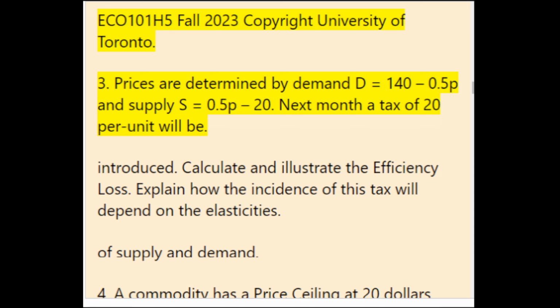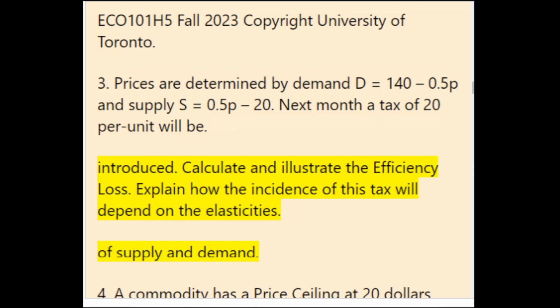3. Prices are determined by demand D = 140 - 0.5p and supply S = 0.5p - 20. Next month a tax of 20 per unit will be introduced. Calculate and illustrate the efficiency loss. Explain how the incidence of this tax will depend on the elasticities of supply and demand.